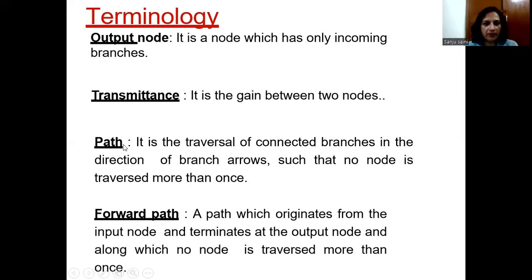Then we have the path. It is the traversal of connecting branches in the direction of the branch arrows, such that no node is traversed more than once. So from the source node to the destination node, we just keep on moving in the direction of the arrows such that no node is traversed more than once, then we'll get a path. Then forward path, a path which originates from the input node and terminates at the output node, and along which no node is traversed more than once, is called a forward path.